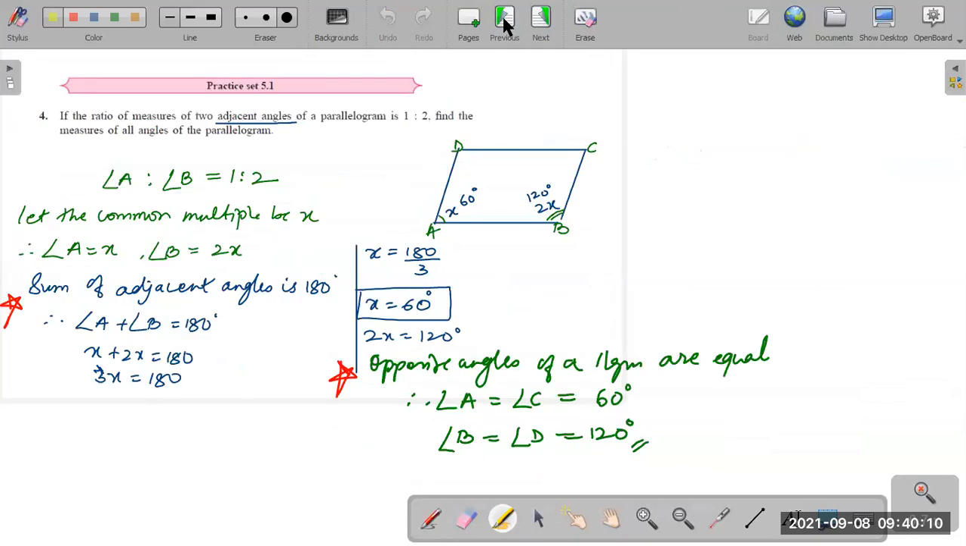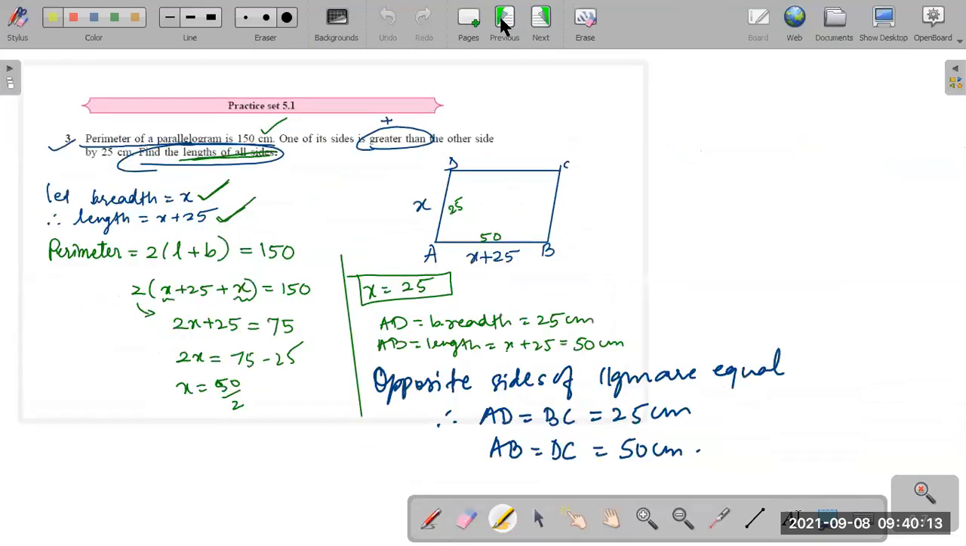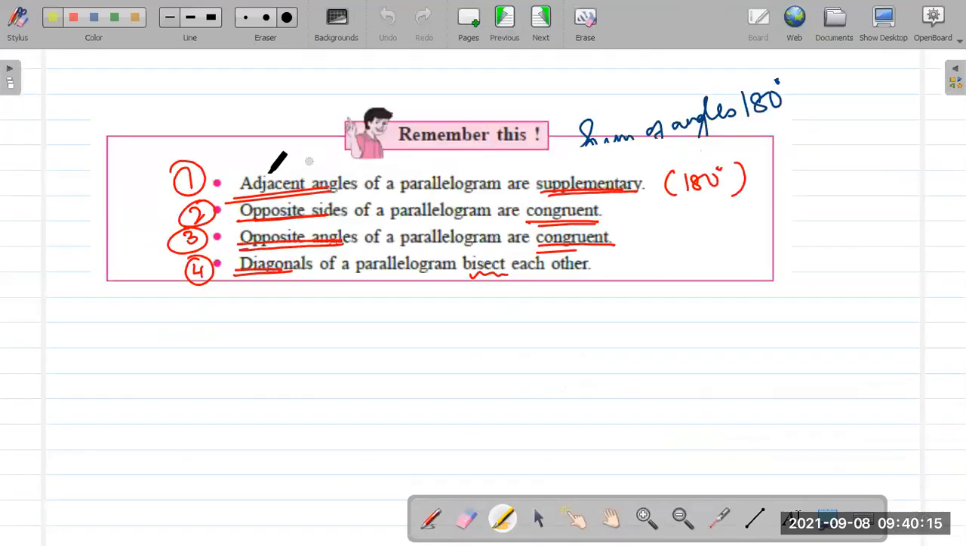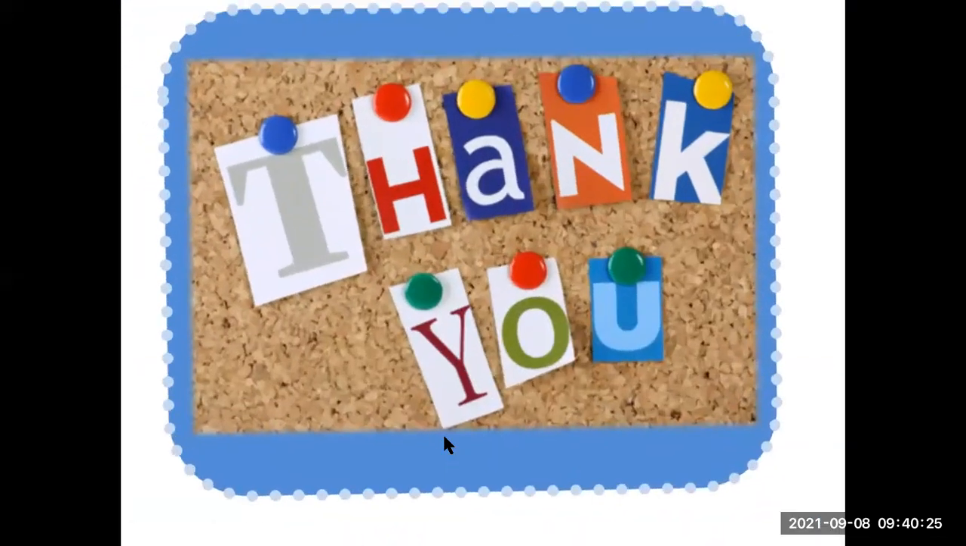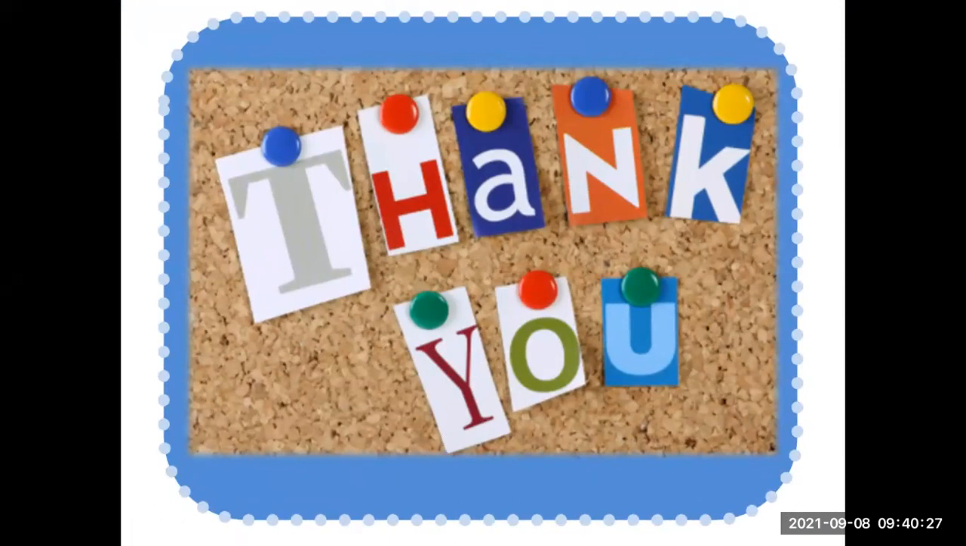Remaining questions of this practice set were very easy and they had straight applications of these properties. So with that, we have completed today's class and practice set 5.1. I hope you all have understood the very important 4 properties and you are going to practice them well for the next quiz.